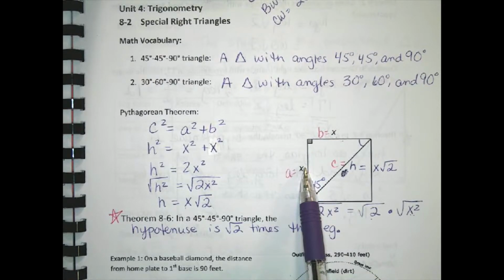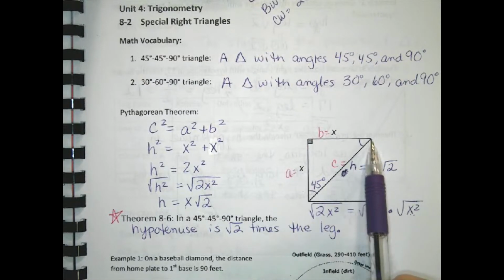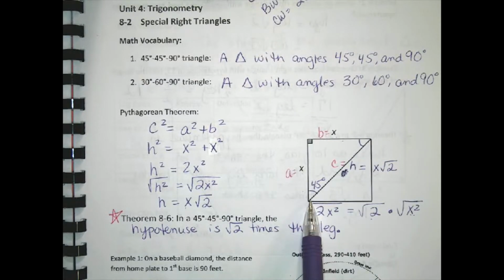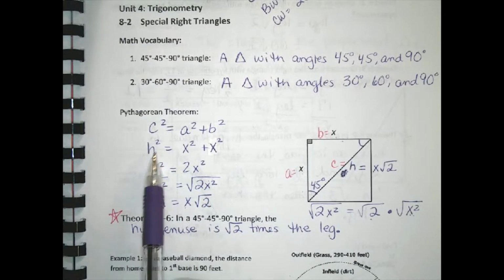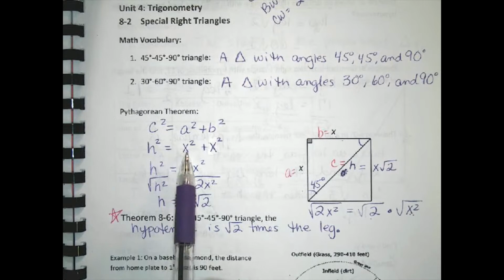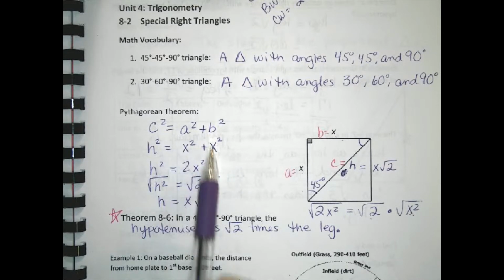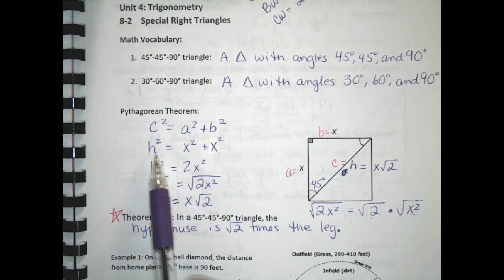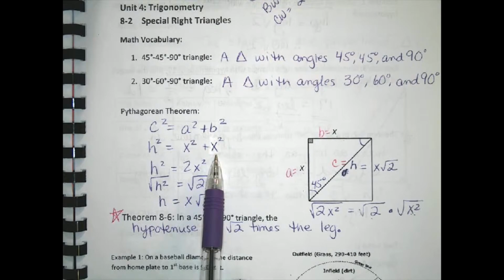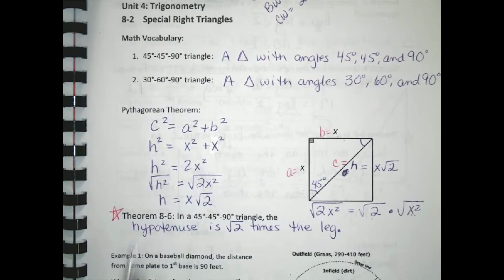If we consider the diagonal that goes across the square as the hypotenuse, or h, of a right triangle, we could substitute h for c and x for a as well as x for b, because in this right triangle, the two legs are the same length. Therefore, we get h squared equals x squared plus x squared. That simplifies to h squared equals 2x squared.